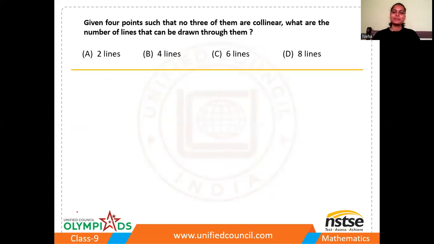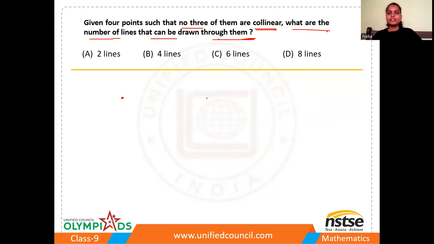This question is quite simple. So in these types of questions, basically you can save some time. All right. Now the next question. Given 4 points such that no three of them are collinear, what is the number of lines that can be drawn through them? Okay. So of the 4 points which are given, no 3 points are collinear.